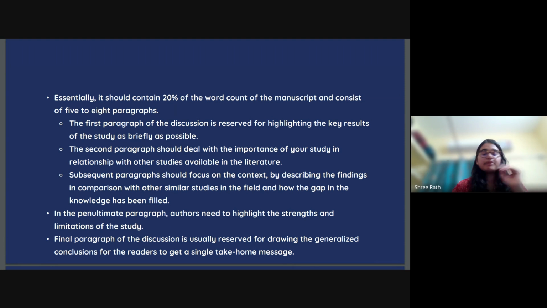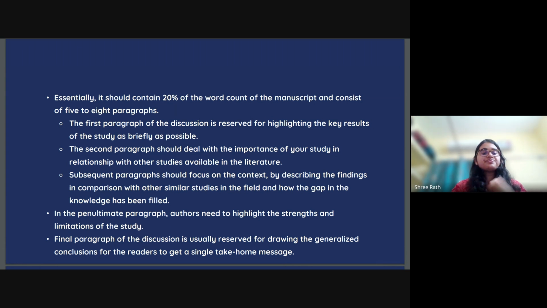Then your penultimate paragraph, that is the last but one paragraph, should highlight the strengths and limitations of the study. Your strengths: a rigorous methodology was followed, or any new thing that you did in your study which was not previously done before. Suppose you did a subgroup analysis, if it's a meta-analysis, then you can highlight that. And any limitations of your study, if any biasing was there, if it was unblinded, then you can highlight that in your limitations.